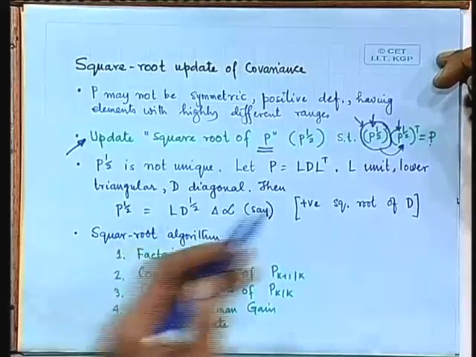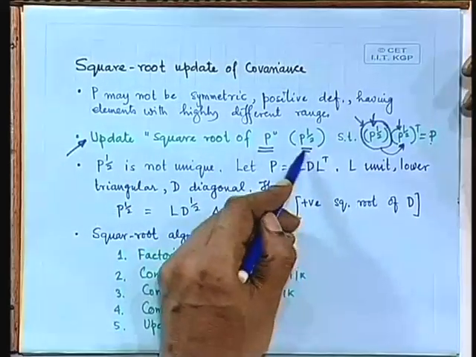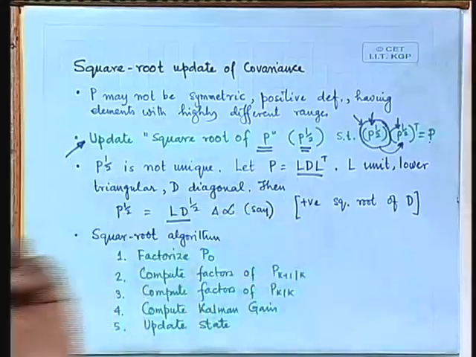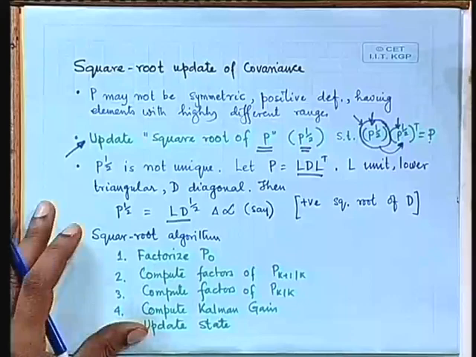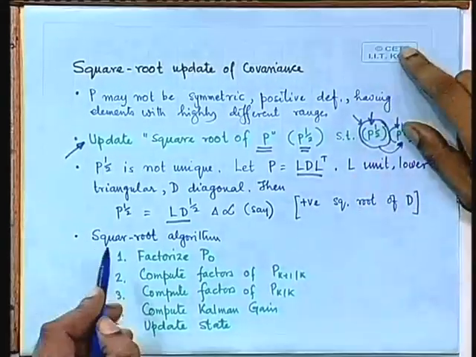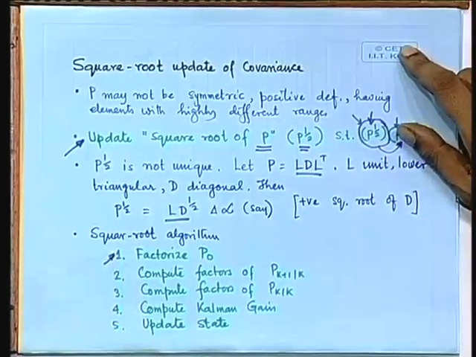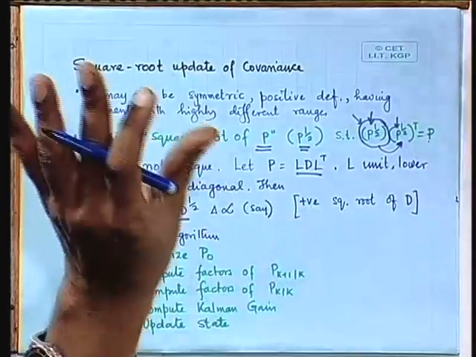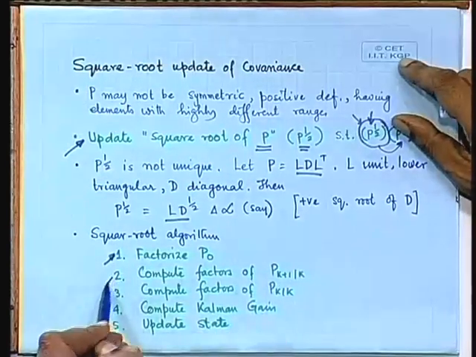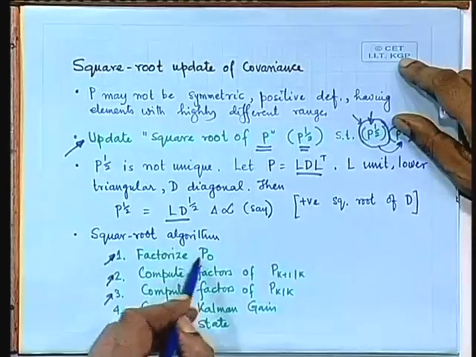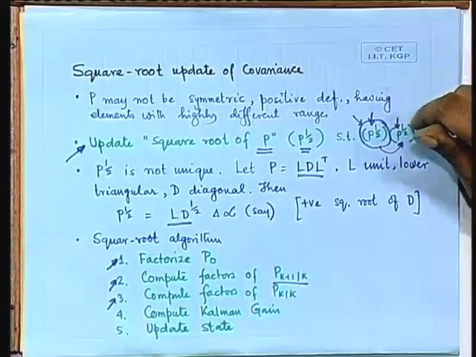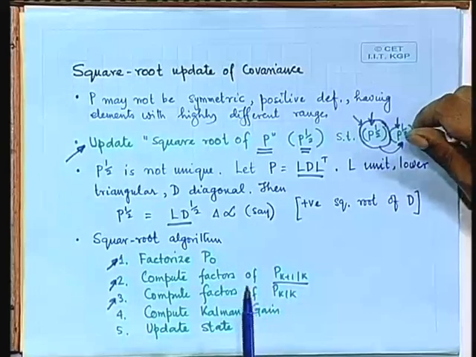And then the square root is not uniquely defined, so you can choose one LDL transpose factorization or some other factorization, QR, various kinds of things. So the whole approach is that you first factorize P0, that is, factorize it into P0 to the power half and P0 to the power half transpose, and then go on to have update laws. You have to compute Pk plus 1 given k, but rather than doing that, update its square root.